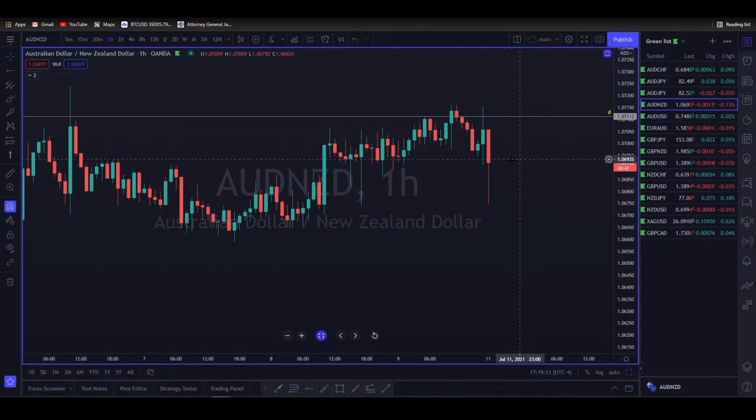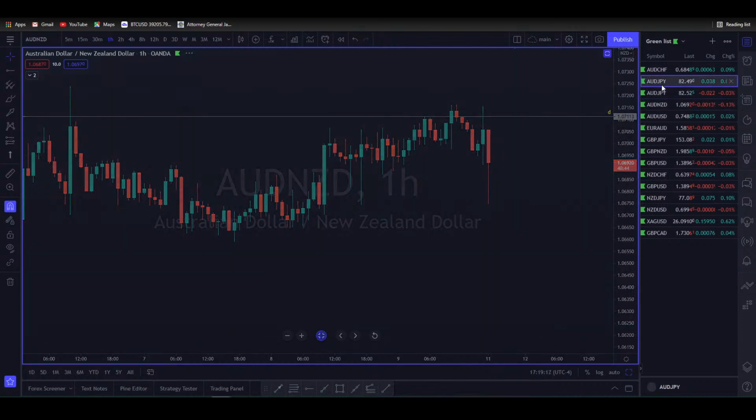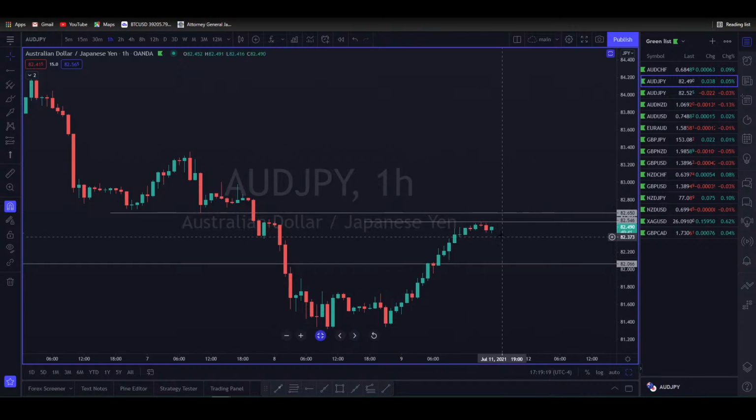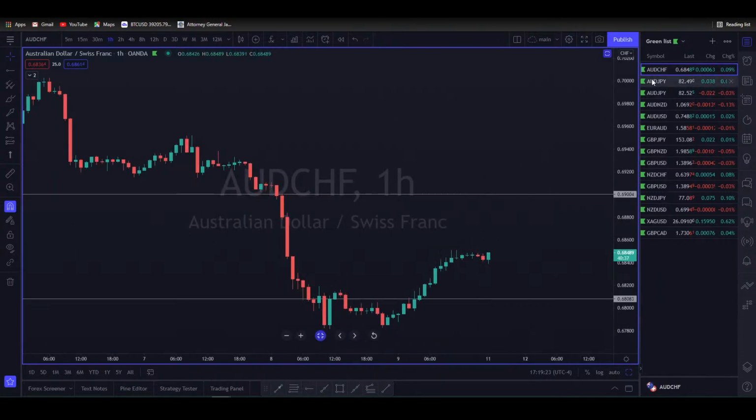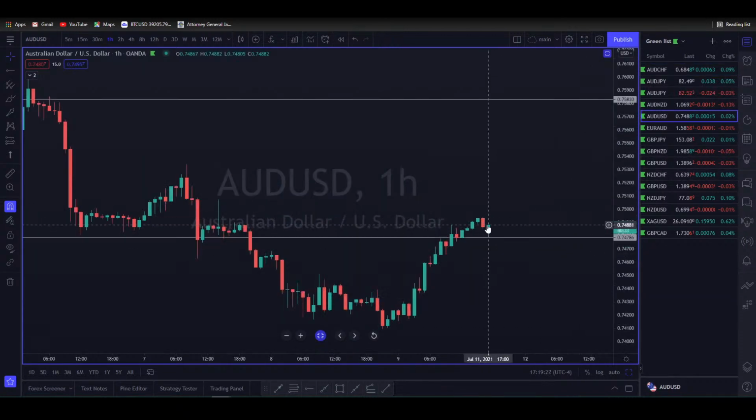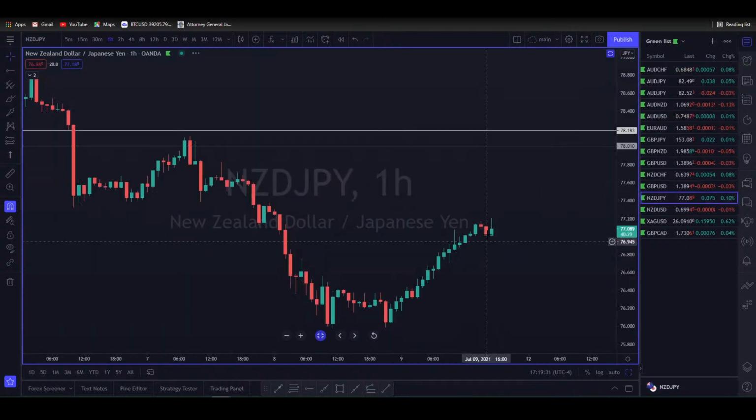And like I said, this is going to be based solely on New Zealand price action. Because if you go look at Aussie yen, you opened green just a little bit. Aussie Swiss, you opened green just a little bit. Aussie dollar, where are you? There you are. You opened green just a little bit. So that movement is coming from the Kiwi. Here is your Kiwi move.